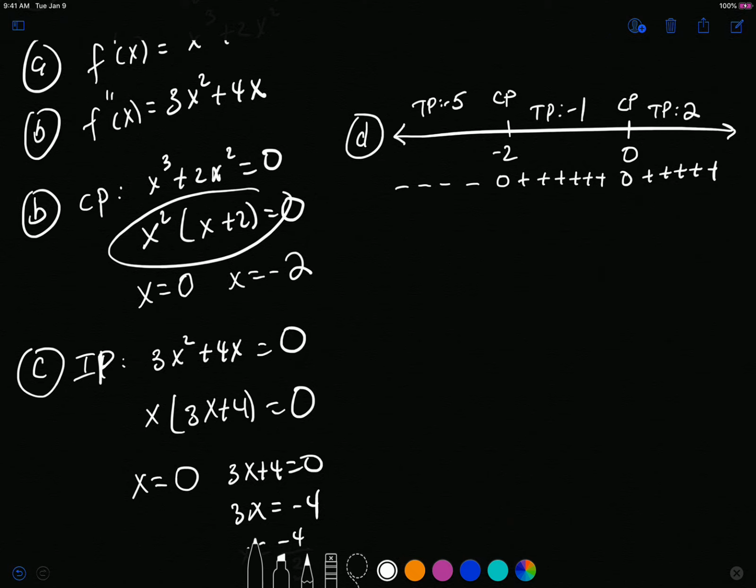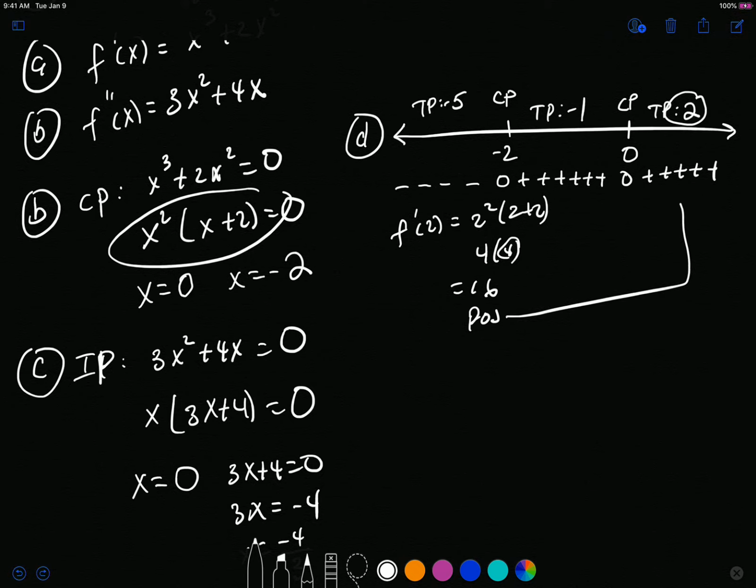Let me show that again, just to make sure. I'm taking the number 2 and I'm plugging it into the first derivative. So that's going to be 2 squared times 2 plus 2, which is 4 times 4, which is 16. This is a positive number. And since I took this 2 from this test point right here, it means that all of these in this section will be positive. You're taking the number and plugging it into the first derivative, f prime of x. And that's how we get all those signs right there.